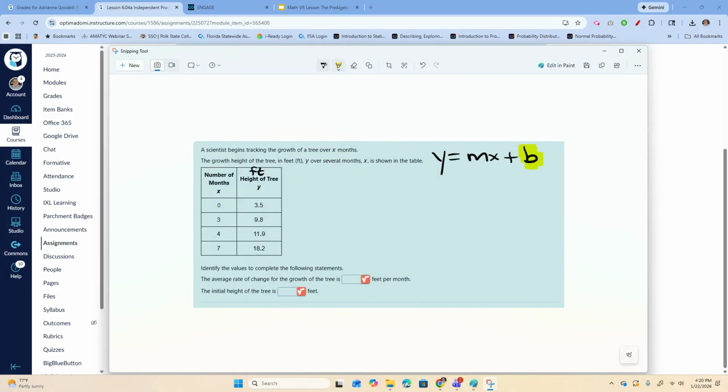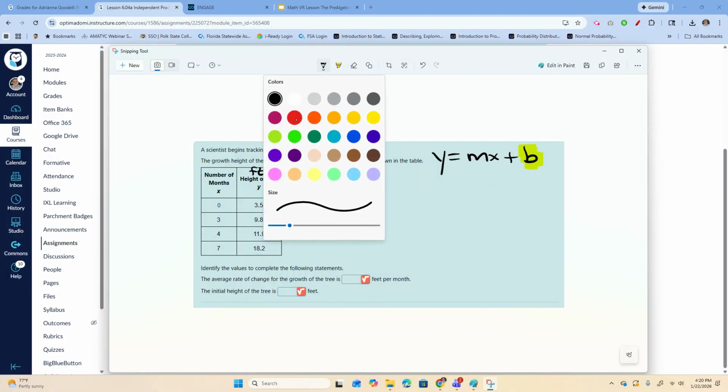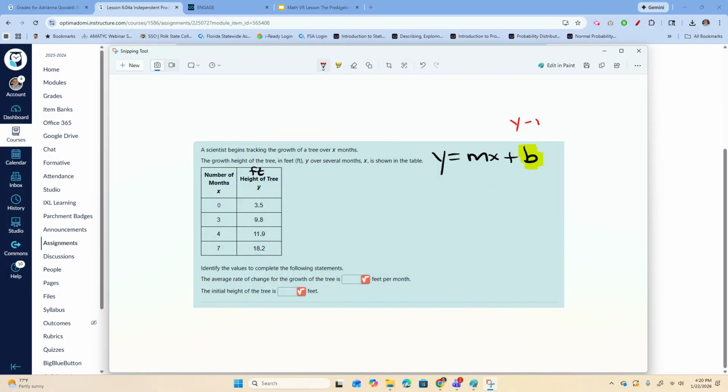Now, how do you know what is another name for b? It's called the y-intercept. And what is the y-intercept? It's the point on the y-axis that looks like this, (0, b). That's how the point looks. So look in the table for the row that looks like (0, b), that starts with 0. There you go. You can see it right there. So that means that my b is 3.5.